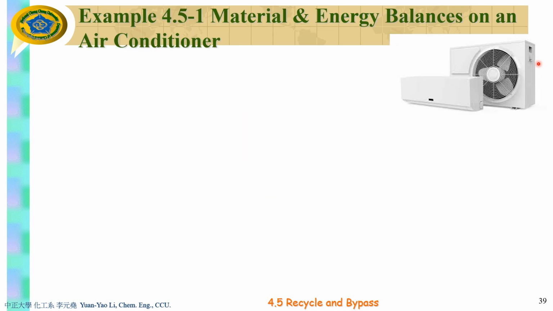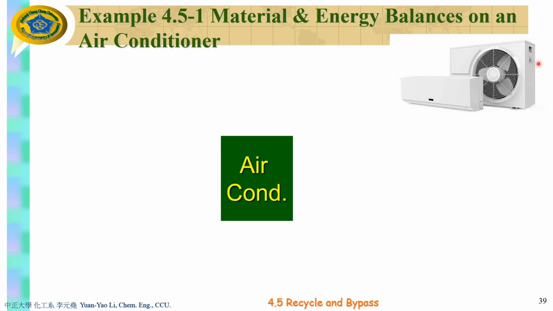Okay, so this is example 4.5-1, material and energy balances on an air conditioner. We use an air conditioner in the summer every day, right? So what's the air conditioner? This is not a reactor, so why do we need to use an air conditioner to get this answer? The air conditioner is energy exchange and also material exchange. Because hot air will come in and cold air will come out, right? And what else? Water, right?